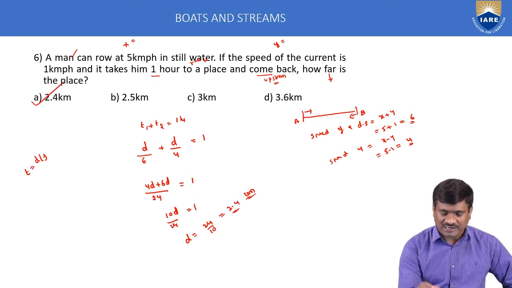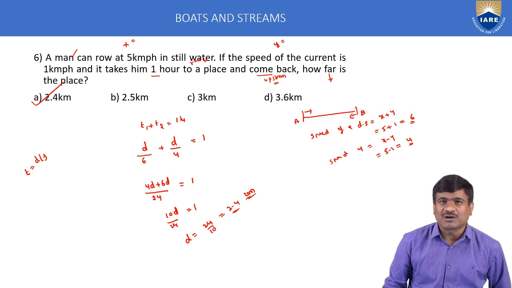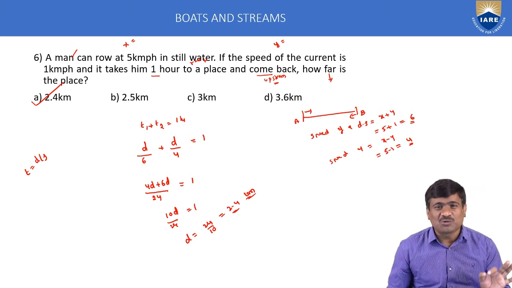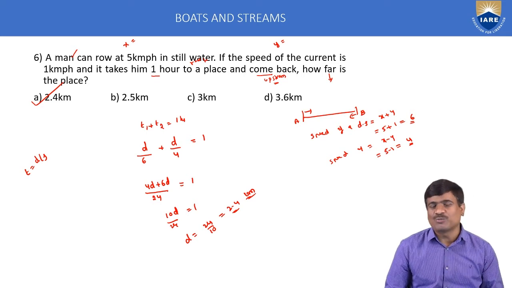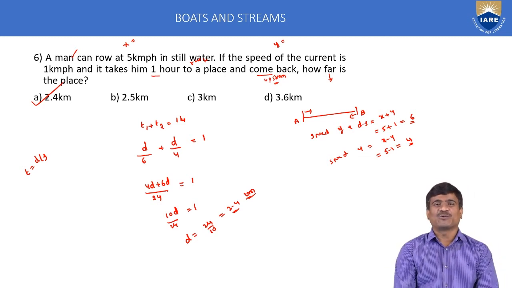Option A only is correct. Here again check the options. Units are also important. Sometimes the option says 2.4 meters, which is not correct. 2.4 kilometers only is correct because the speed is kilometer per hour and the time is 1 hour. The distance is always considered in terms of kilometers. Then the answer is option A only.